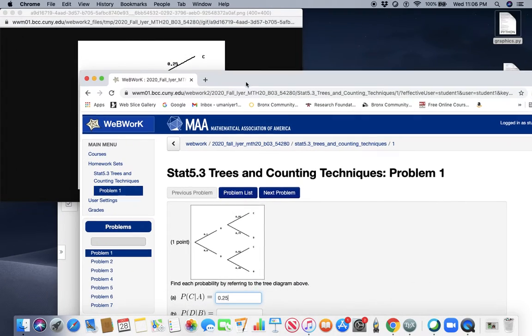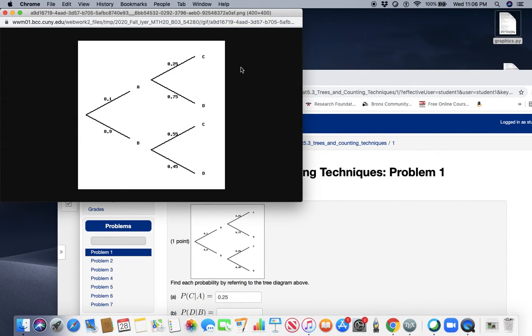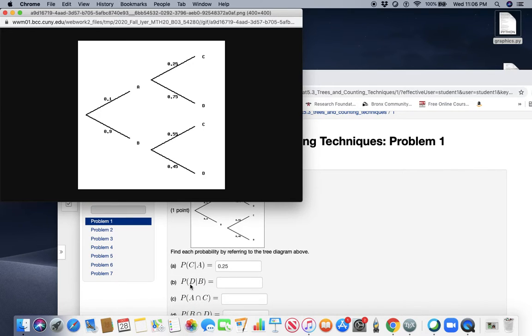All right. Next. What is the probability of D given B? Given B, what is the probability of D? 0.45.